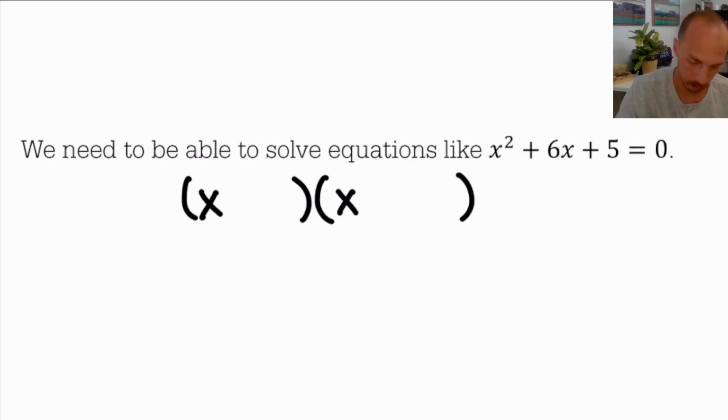And so you may remember that when we were factoring, we're looking for two numbers that multiply to 5. Whoops, couldn't see that. Try that again from the other angle.